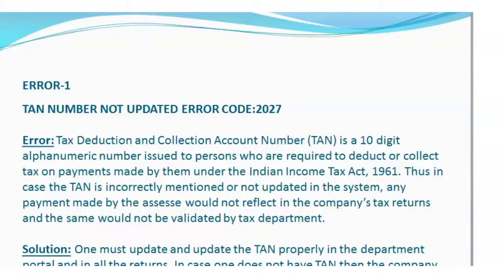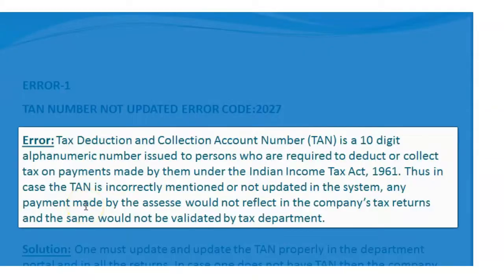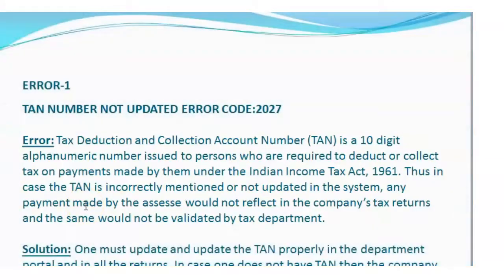Thus, in case TAN is not correctly mentioned or updated in the system, then the payment made by the assessee would not be reflected in the company's tax return and the same would not be validated by the tax department. Solution to this error: one must update the TAN properly in the department portal and in all the returns. In case one does not have the TAN number, then the company must first get the TAN number, get it updated on the portal, then file the return.